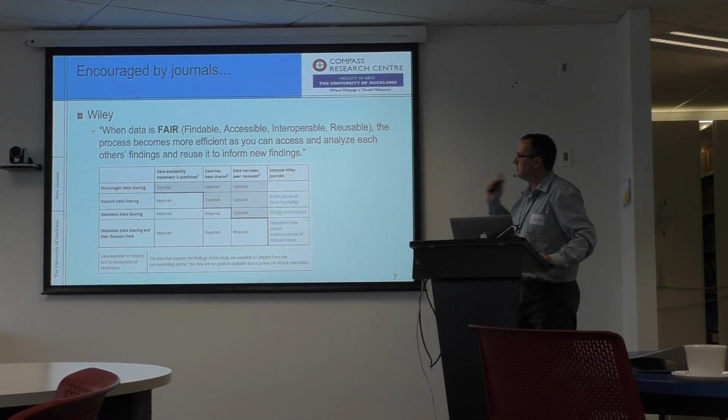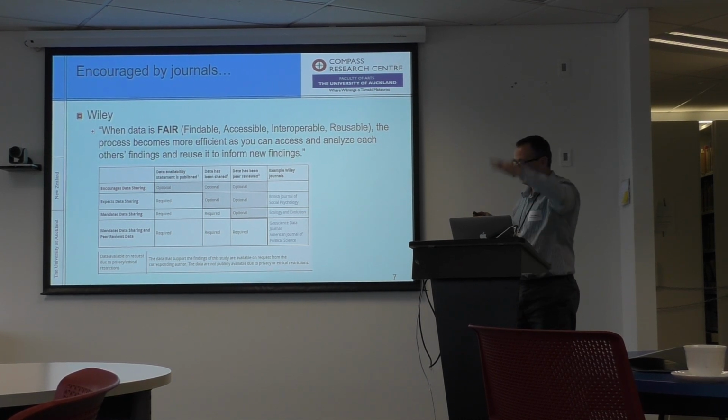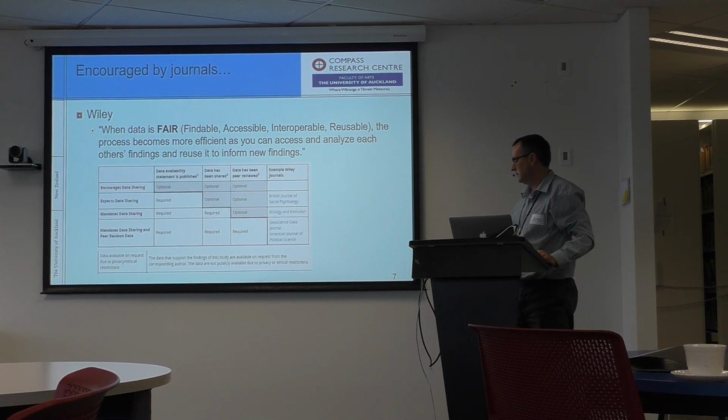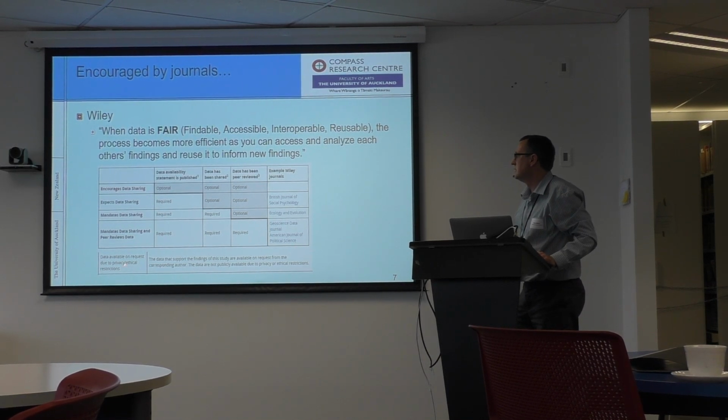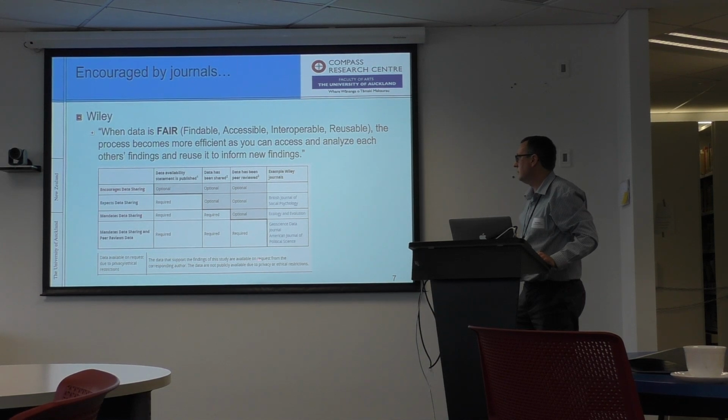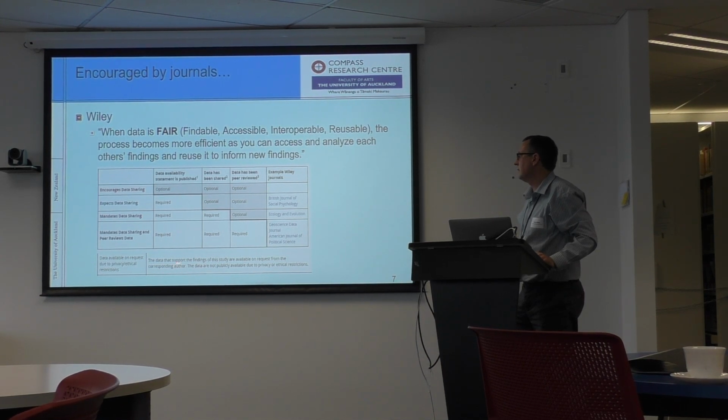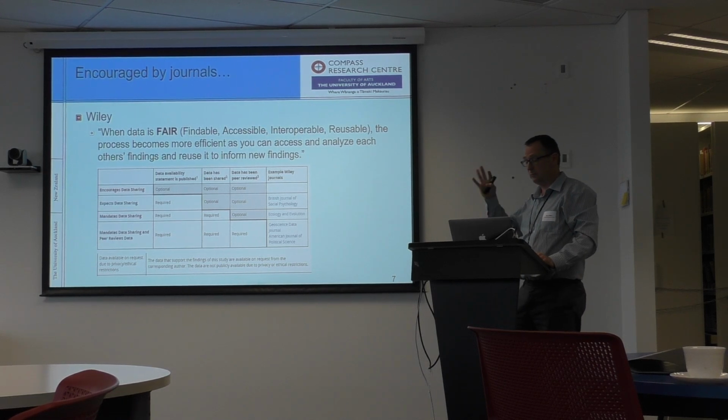And I was slightly encouraged by, they've got a list of ways you can do these data availability statements. And there's one here that says data available on request due to privacy or ethical restrictions. The data that support the findings of the study are available on request from the corresponding author. The data are not publicly available due to privacy or ethical restrictions. So at least they were thinking about this. It might be an issue.